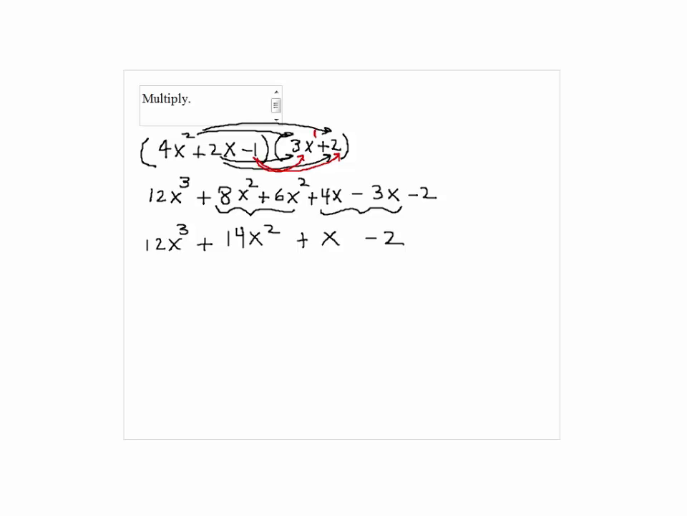x to the power of 2 plus 4x minus 3x, I give you 1x, so just x minus 2. So we combine like terms. The first term would be 12x to the power of 3. The second term would be 8x to the power of 2 plus 6x to the power of 2. Then we add them up. 8 plus 6 would be 14x to the power of 2. And plus 4x minus 3x would be simply 1x minus 2.